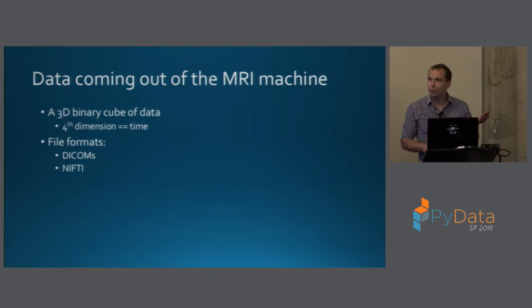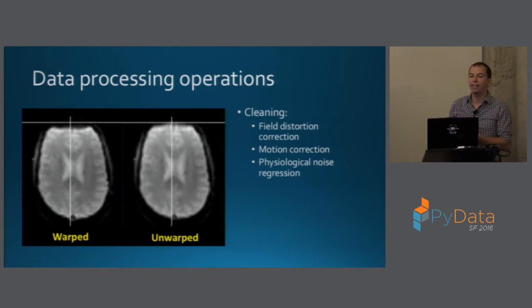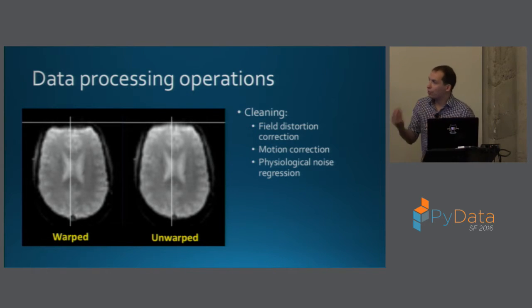But what do we want to do with this data? Where is the challenge? What kind of things can we do and want to do with this? First of all, we need to do some cleaning. The scanner doesn't give us images that are perfectly clean, and there are some deformations. For example, here we have a deformation in the orbitofrontal areas, which is caused by the fact that there is air in the sinuses, which changes the magnetic field, which causes this distortion.